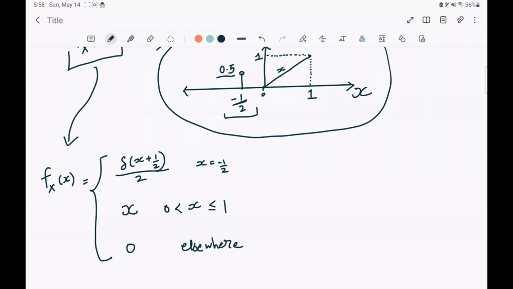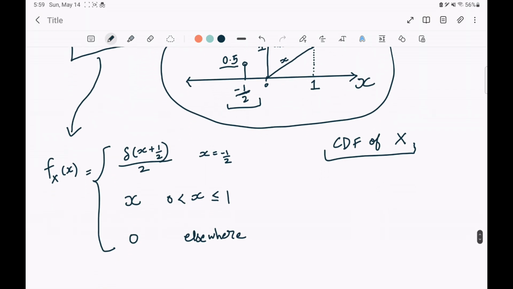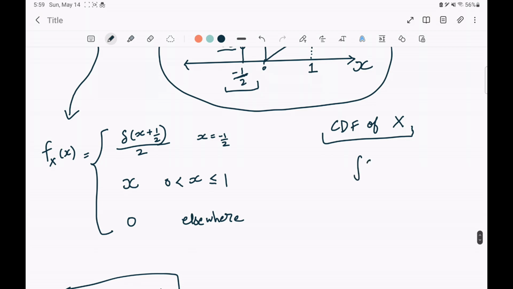Now let's start with finding the cumulative distribution function of x, as we always used to do. To find the CDF of x, we need to integrate our probability density function. So we'll integrate it over x, dx, and it will give us the CDF of x.